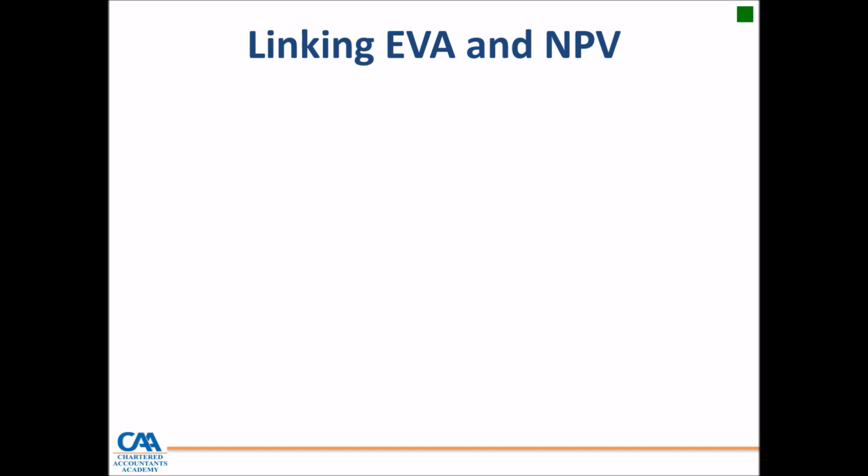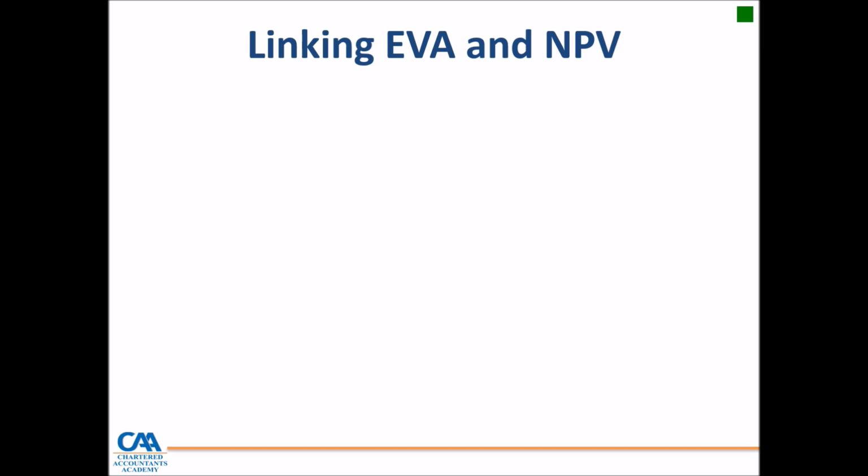Now let's link back our EVA and our net present value. Since the net present value maximizes shareholder value, and the present value of the EVA is equal to the net present value, EVA should also maximize shareholder value. So the present value of EVA is equal to NPV, and since NPV maximizes shareholder value, EVA should also maximize shareholder value.